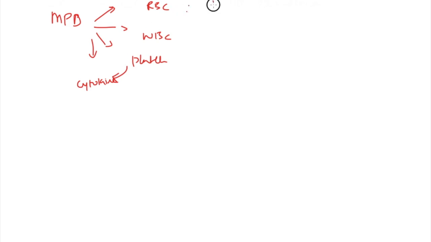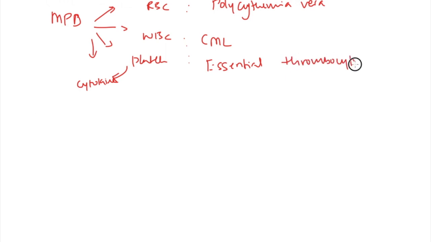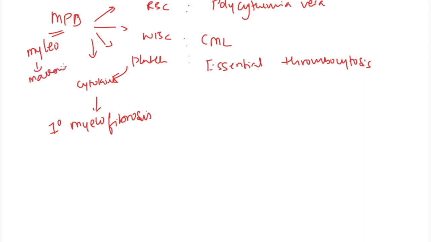So for RBCs, that was polycythemia vera. WBCs, CML. The disease of the platelets is essential thrombocytosis, and here it was myelofibrosis, that is primary myelofibrosis. Okay, fine. Now, from the pattern in which we are trying to remember MPD, M stands for myelo, so that refers to the marrow. All these precursor cells are present in the marrow.